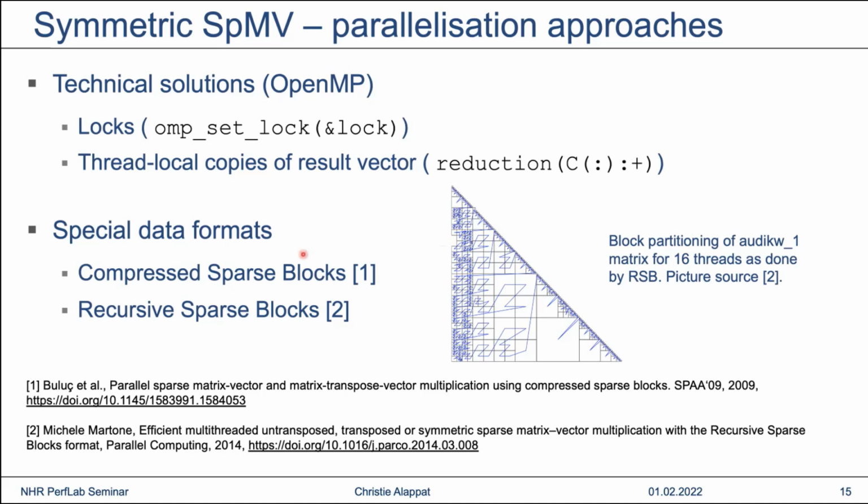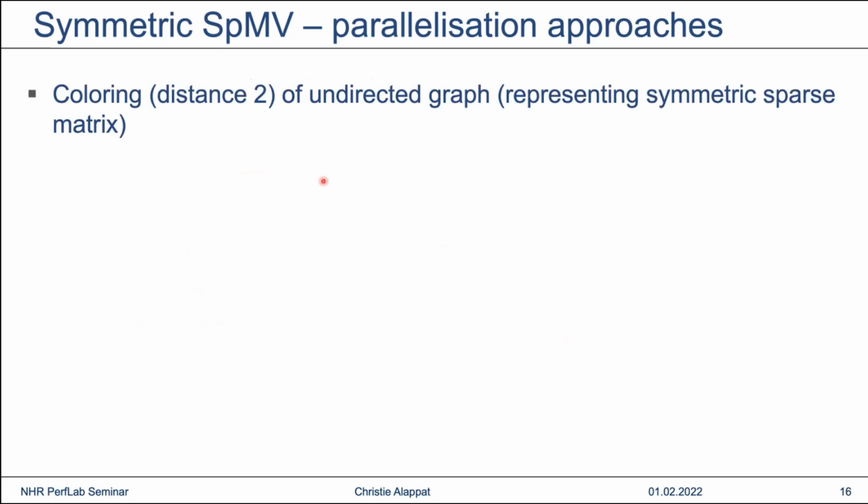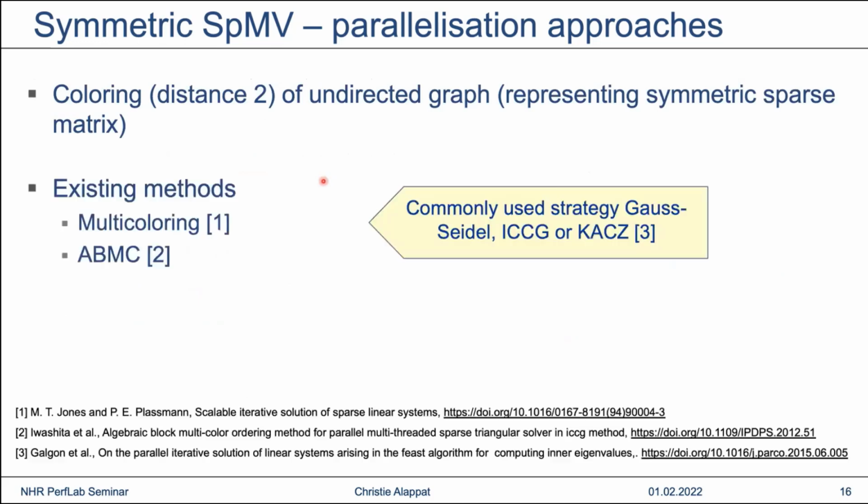Another direction is using specialized data storage formats like compressed sparse blocks or recursive sparse blocks. However, here too, we need locks to prevent write conflicts. The other approach is to color the matrix. So coloring has been used to parallelize kernels like Gauss-Seidel or incomplete Cholesky solvers or Kaczmarz solvers, for example. And we could use the same coloring approach to parallelize symmetric SpMV.